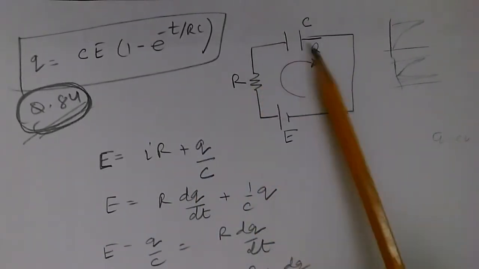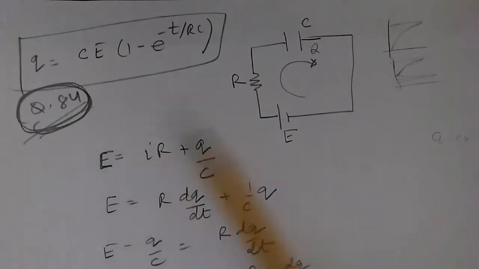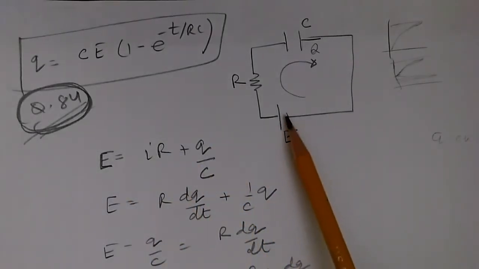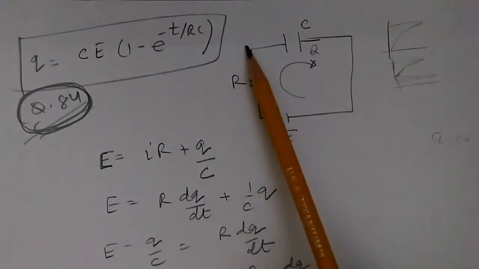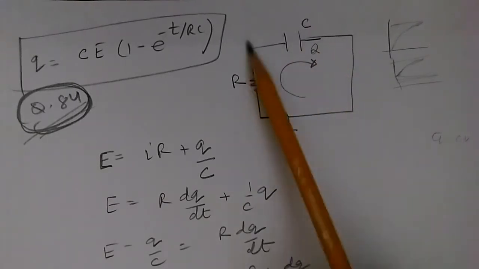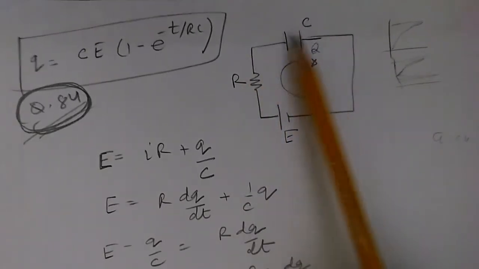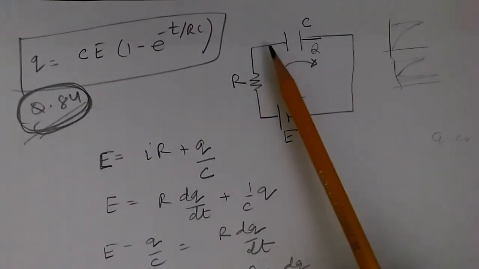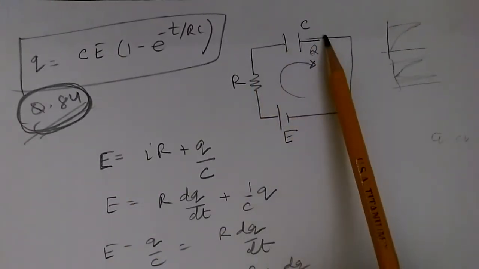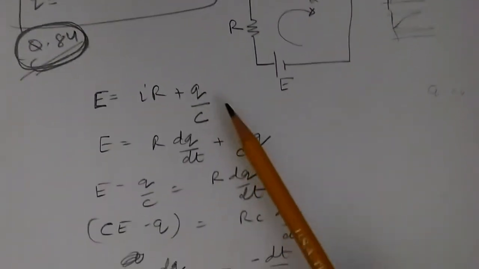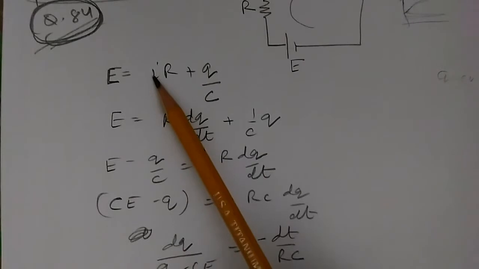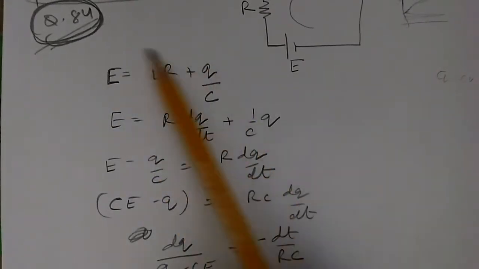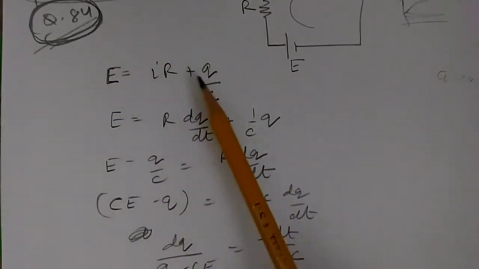To derive this equation, we write that the voltage of the battery is the same as the voltage across this resistor plus the voltage across this capacitor. So E is equal to IR plus the voltage across the capacitor, V equal to Q by C. This is a simple starting equation which we need to solve for Q. So I want everything in terms of Q.